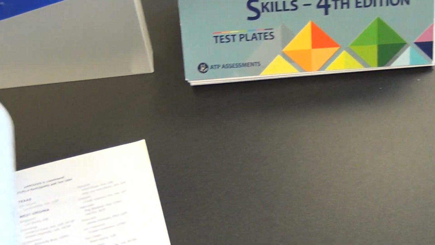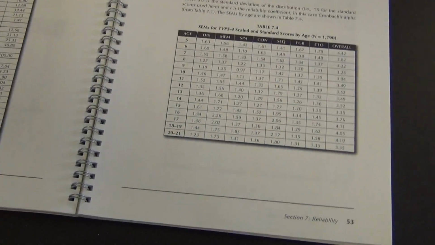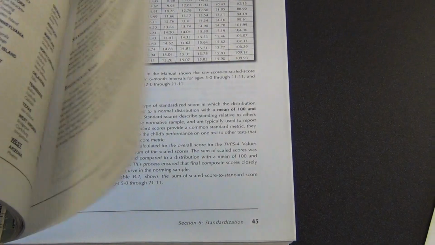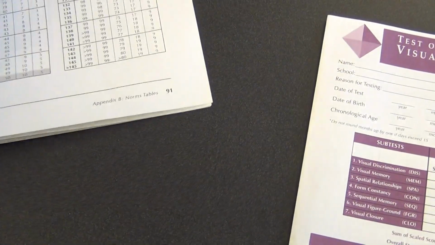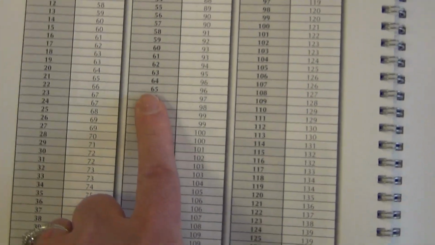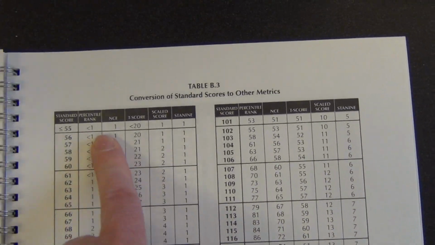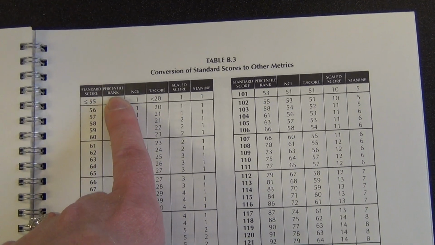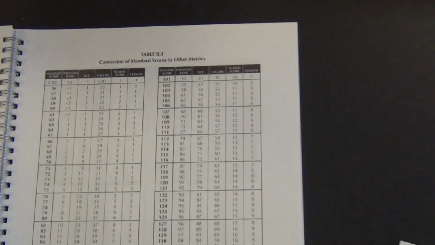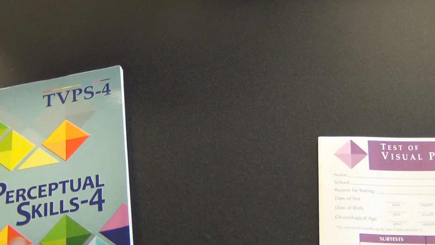So this is an assessment where you really need to look through the manual and find the appropriate charts. They're in there, but it does take some time to find and figure out and play with. Okay, so here's an example of sum of scale scores to scale conversion. Here's where you can take that standard score and get things like the percentile rank. And there are charts for both the subtests as well as overall test scores in the manual.